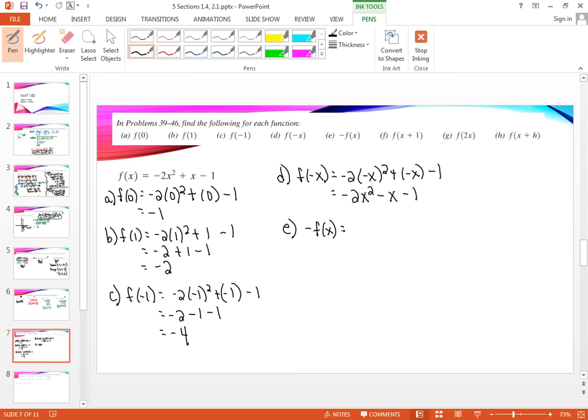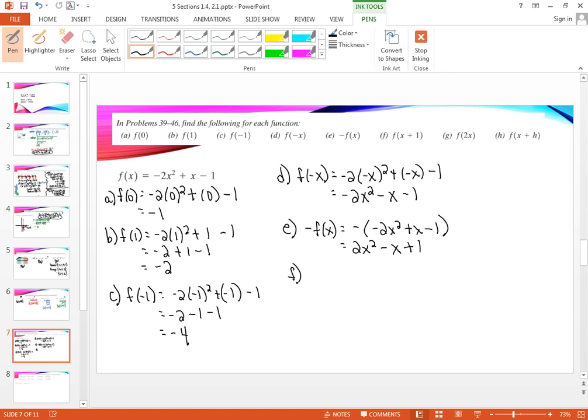Negative f of x means take your function and take the opposite of the entire function. It means negate f of x. Take every single sign in f of x and switch it. So it becomes positive 2x squared minus x plus 1, which is not the same answer as what we got for D, because they're not the same thing.